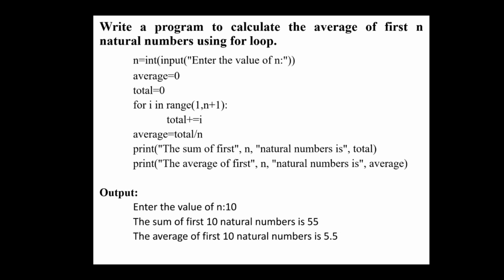And after this, when all sums are added, then average is equal to total / n. So average is equal to the total sum divided by how many numbers? And here you are dividing the total by n. And finally, in the print statement, we get the total sum as well as the average of first n natural numbers.